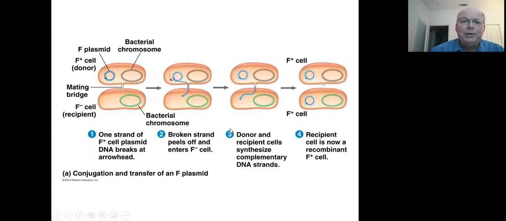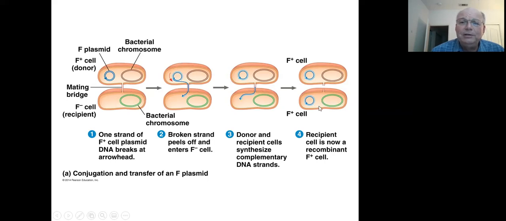So if it's in the plasmid, you get the formation of the pilus. The F plus cell is the cell that contains the F plasmid with its F factor, and you get the transfer of the F plasmid across into the recipient cell, which is officially designated F minus for the time being. Once the transfer has occurred, the pilus breaks, and now you have two cells, each containing the F plasmid.